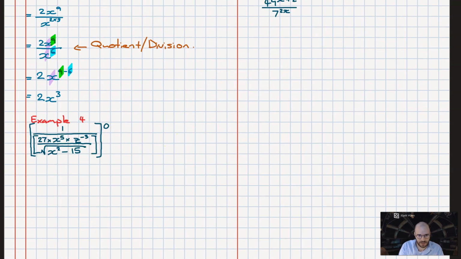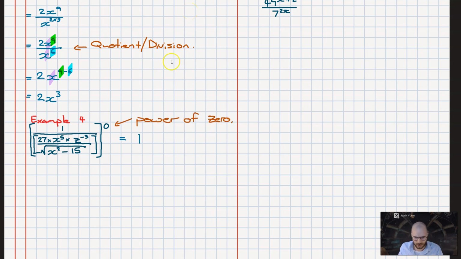What we have is a double quotient. So we've got this 1 over, and then underneath that we've got a second quotient. In the numerator it's 27 times x to the 5 times z to the negative 3. Then downstairs it's a square root of x to the 2 minus 15. All of that is to the power of 0. So a nice simple one here. What looks complicated is rather trivial. It's just equal to 1.